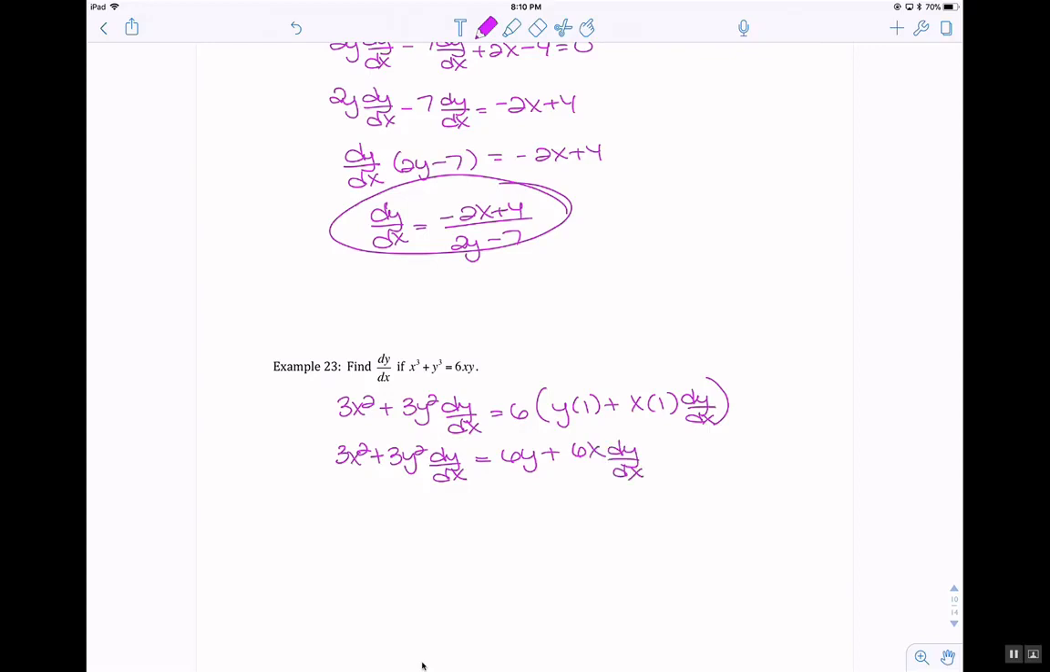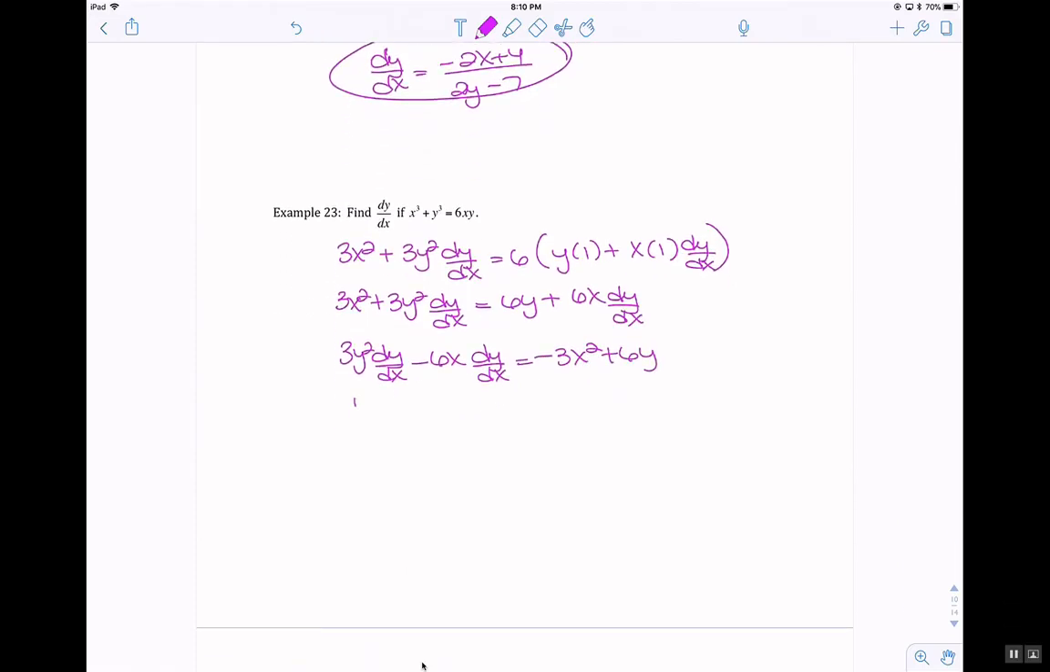Move my dy/dx's to the left. Move everybody else that doesn't have dy/dx to the right. So I get 3y squared dy/dx minus 6x dy/dx is equal to negative 3x squared plus 6y. Factor out a dy/dx. So I'm left with 3y squared minus 6x times dy/dx is equal to negative 3x squared plus 6y.